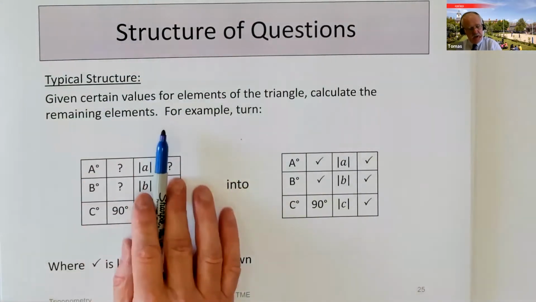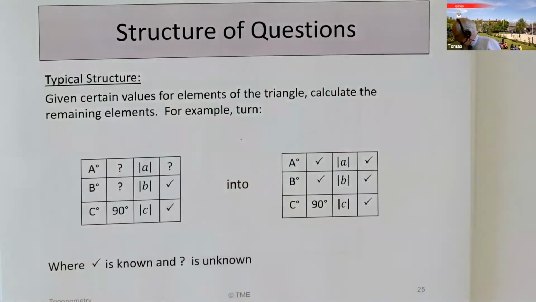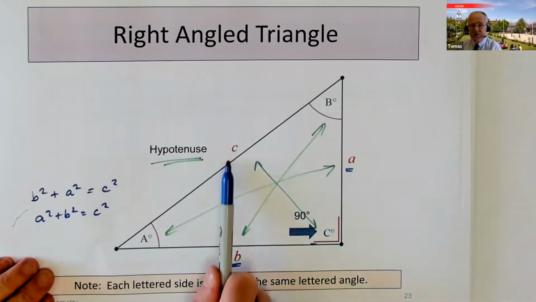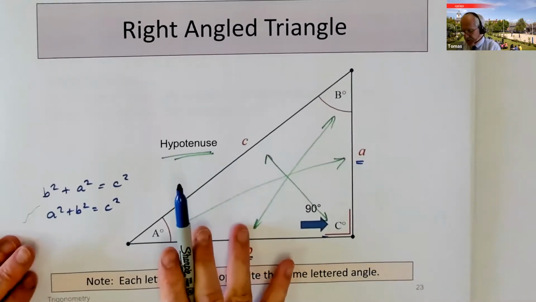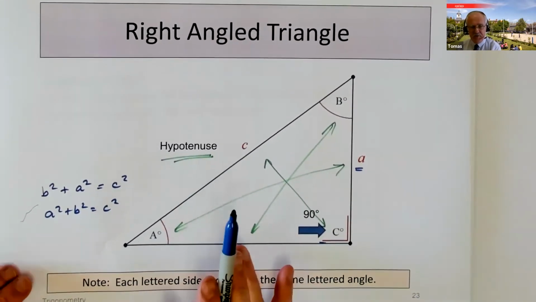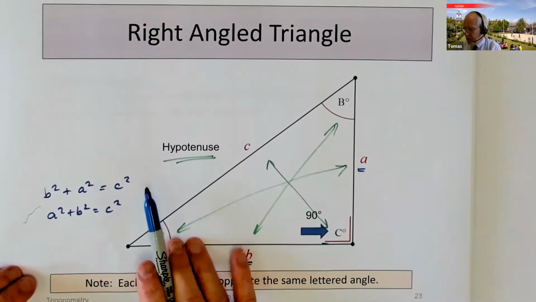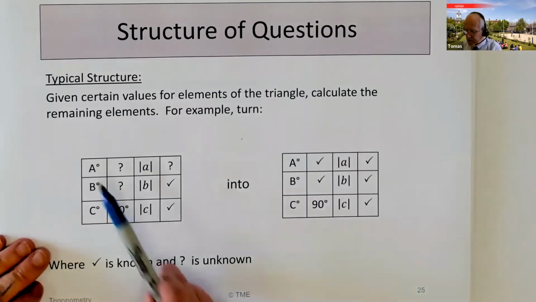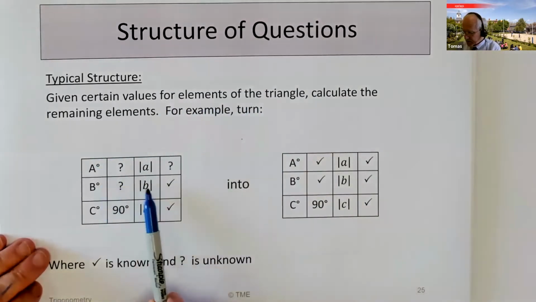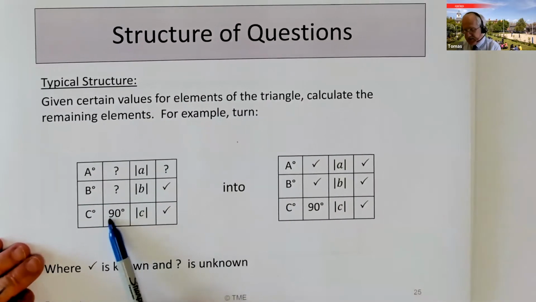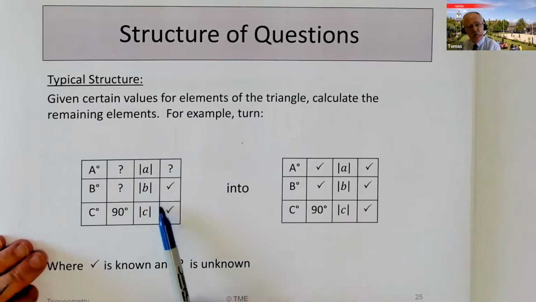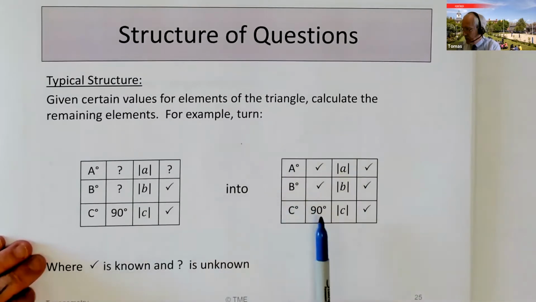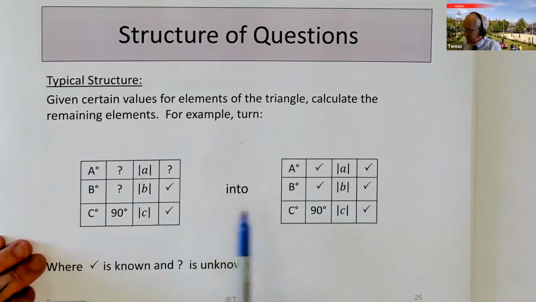When they start with a triangle, remember that a triangle really has 6 bits. It's got 3 angles and 3 sides. And in the Leaving Cert, what they do is they give you some of the bits of the triangle, but not all of them, and you're to figure out what bits are missing. So typically, they might give you the angle C. They might say it's 90 degrees, and they might give you 2 of the sides. And you've got to turn it into something else, knowing all the sides and all the angles.